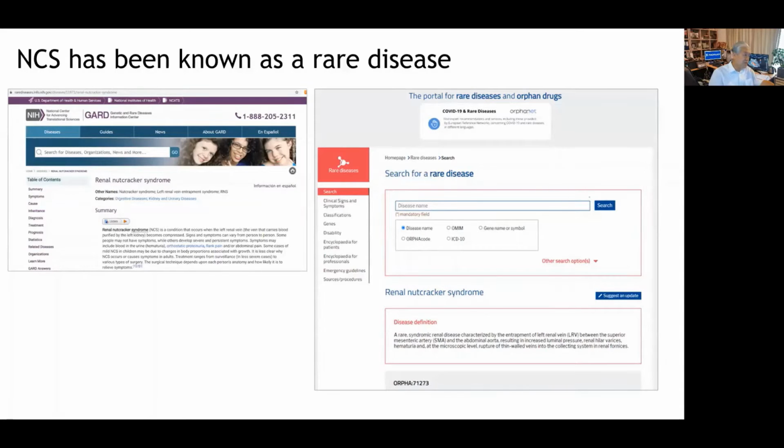Nutcracker syndrome has been known as a rare disease, and it is registered in the NIH Rare Disease Site and the Orphanet Site of the United States. But there are several articles reporting that it may not be as rare as it has been known, and my personal opinion is that nutcracker phenomenon is very common, and nutcracker syndrome is also quite common on the basis of my experience.